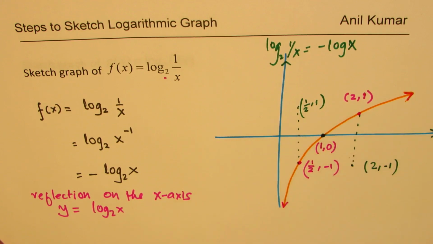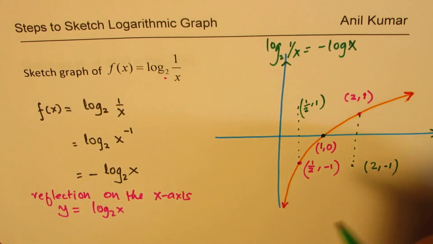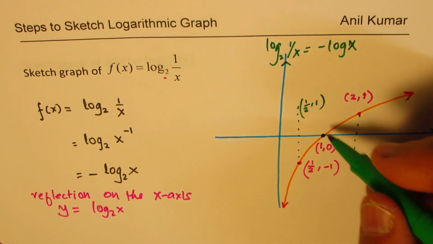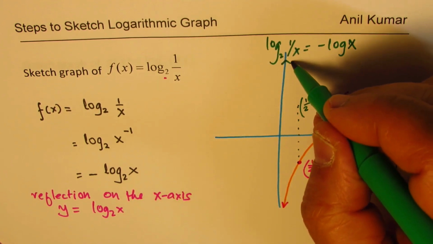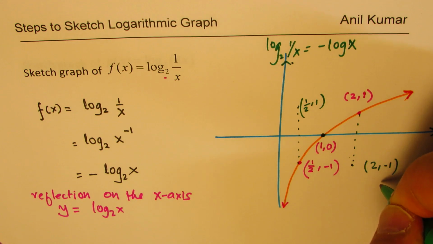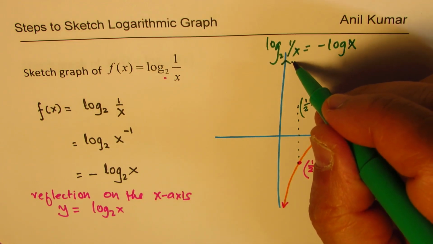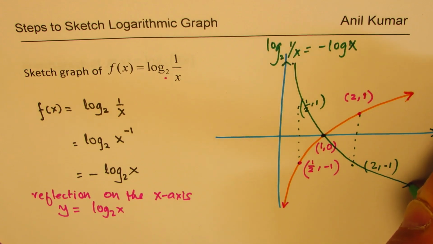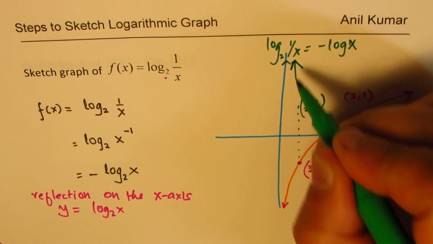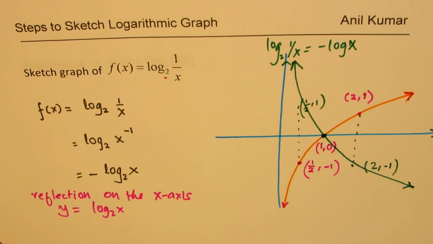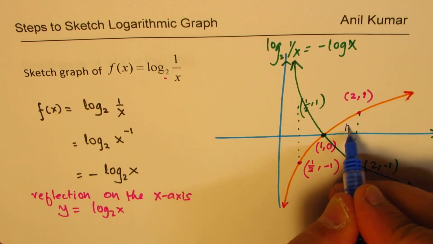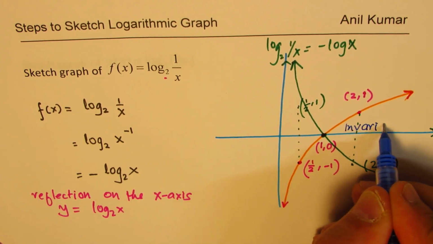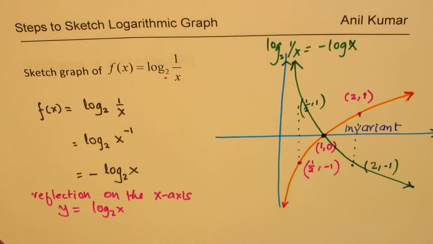So the y values become negative, right? So what you get here is basically a graph which will be kind of like this, right? So this point will be invariant, correct? Do you see that part? So that is how the graph is going to look. So this point here is called the invariant point, the point which does not change.